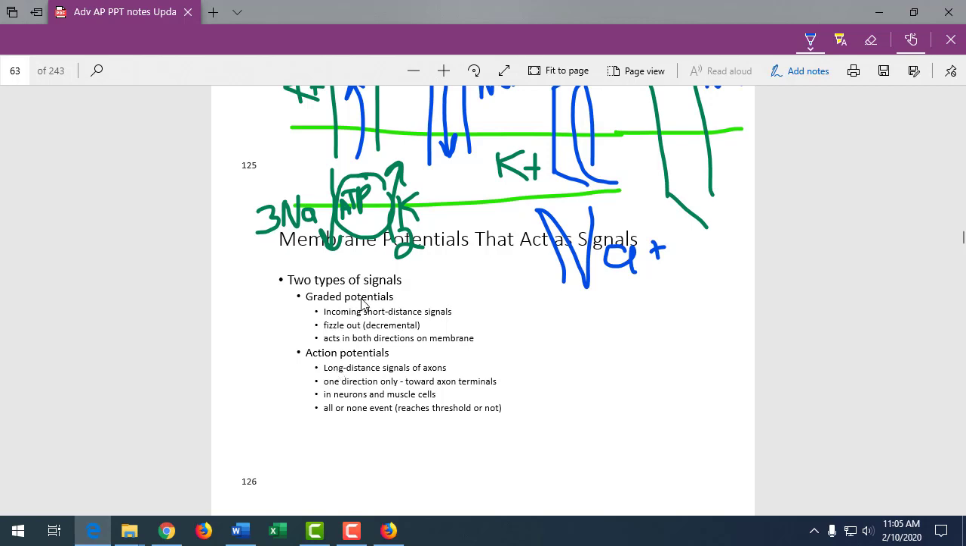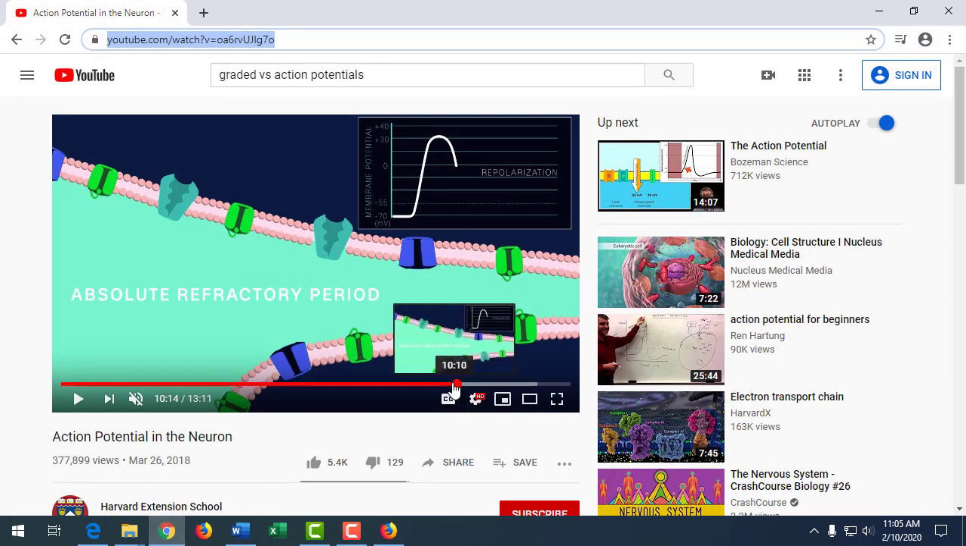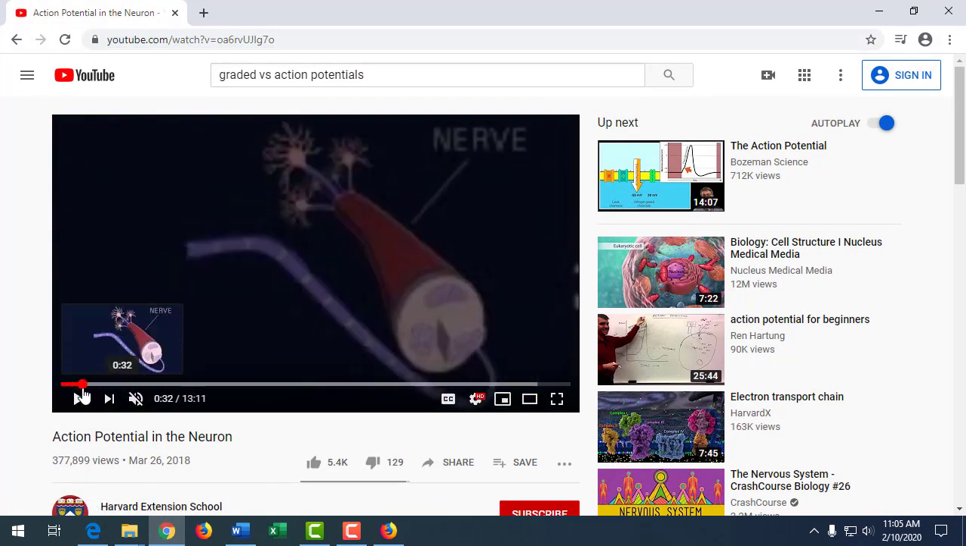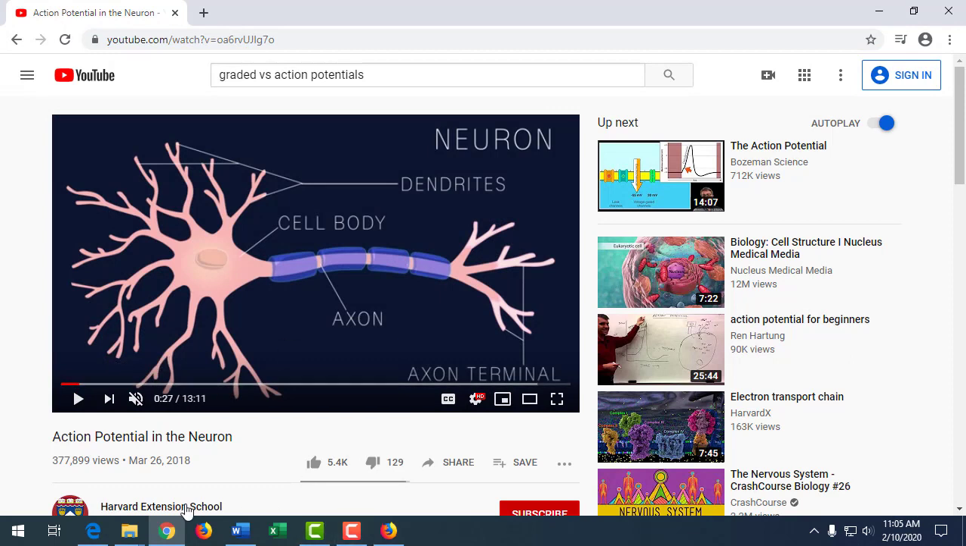We have to keep stimulating the membrane to get enough ion flow to reach that negative 55, and there's a special spot on the membrane where an action potential starts. Does anybody remember that from general A&P? There's a special spot on the membrane right here, right where it starts to narrow, but before it narrows and becomes the axon.